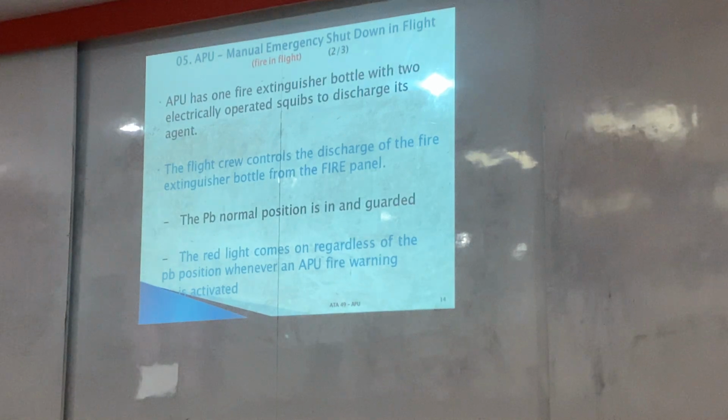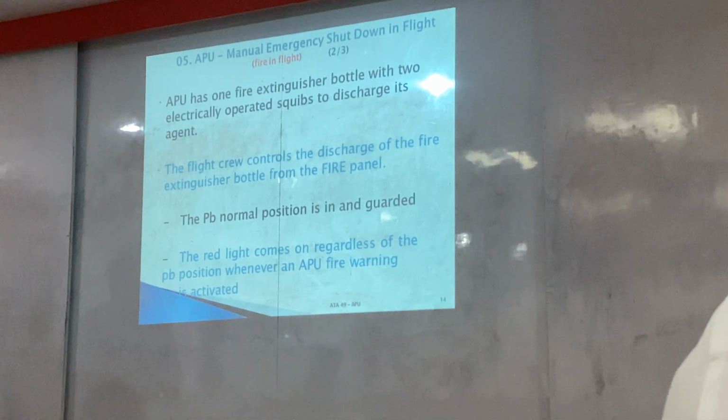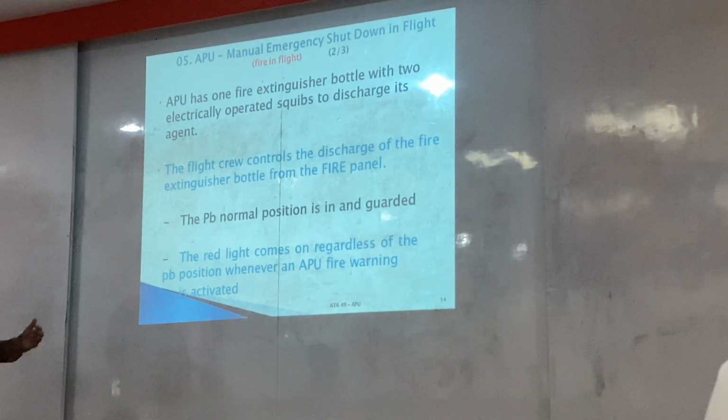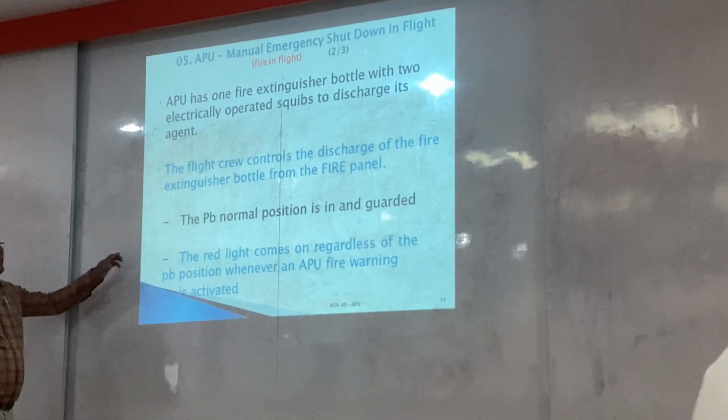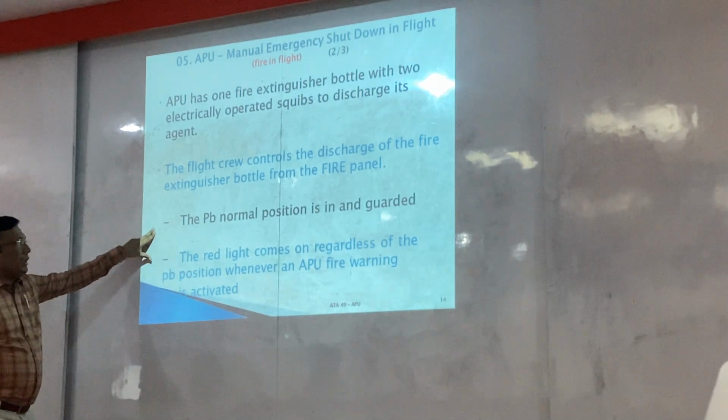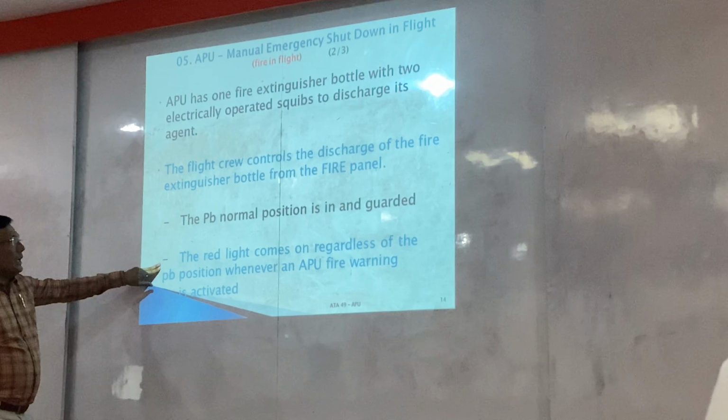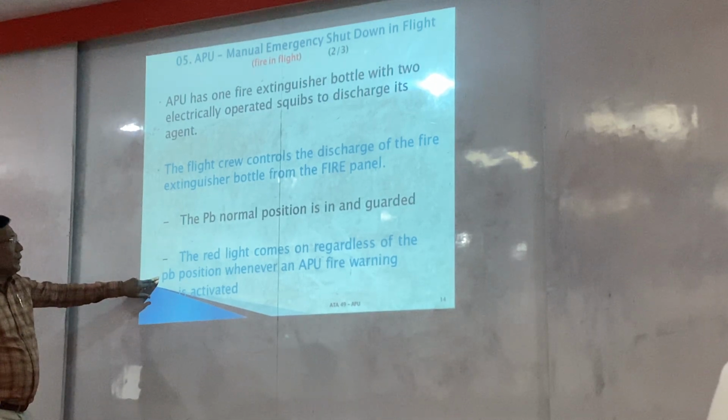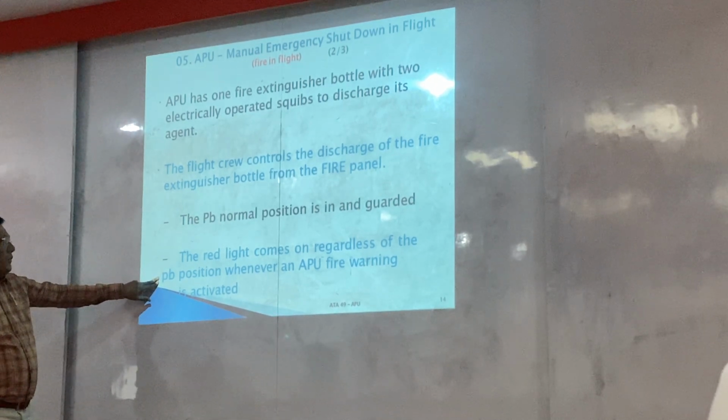Then page 2 of 3: the APU has 1 fire extinguisher bottle with 2 electrically operated squibs to discharge its agent. The flight crew controls the discharge of the fire extinguisher bottle from the fire panel. The push button normal position is in and guarded. The red light comes on regardless of the push button position whenever the APU fire warning is activated.